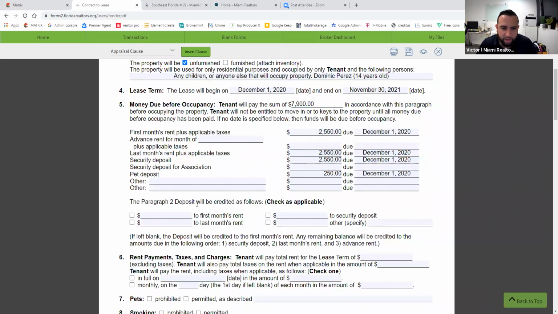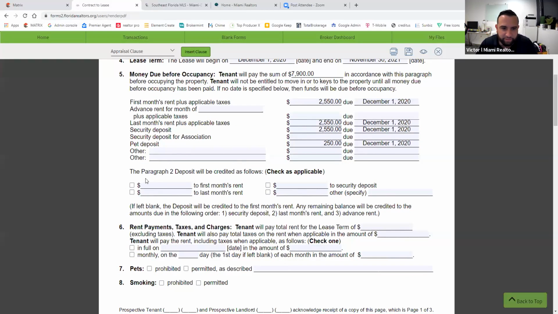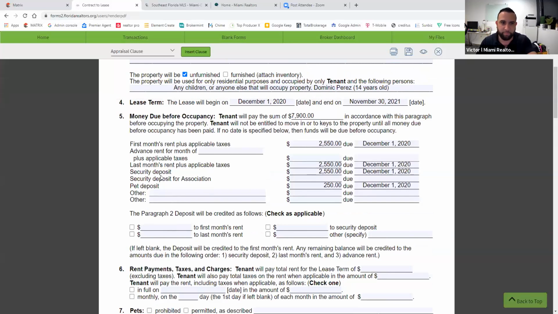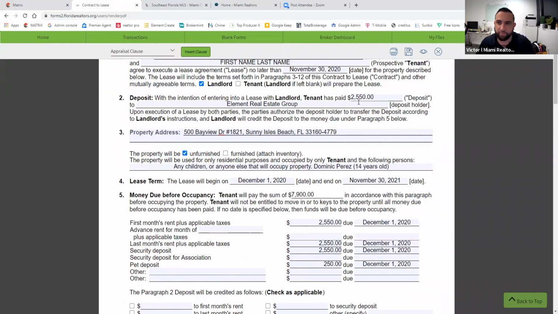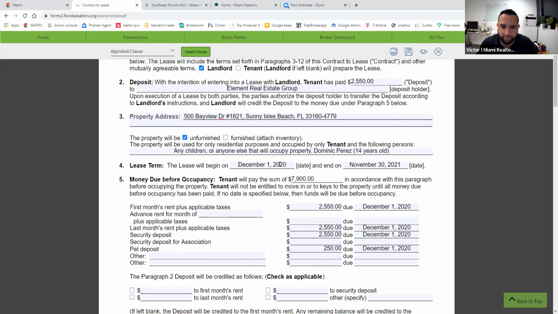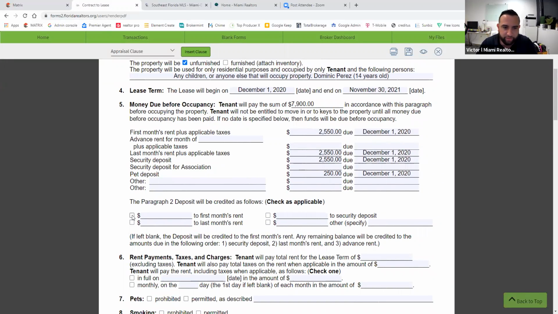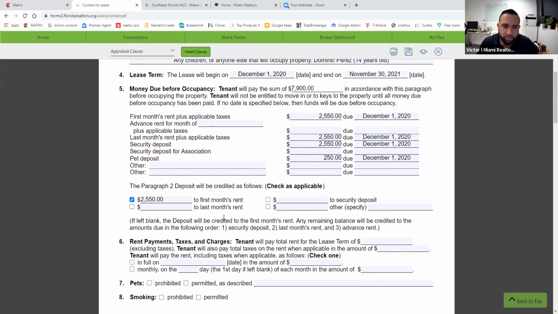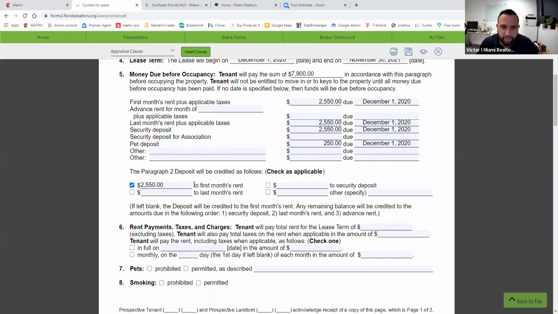All right. Finally, on number 5, it says here the paragraph 2 deposit will be credited as follows. So it's saying paragraph 2, we mentioned the deposit. How is that going to be credited? So you always want to put that it's going to be credited. You want to check this box and it's going to be credited $2,550 towards the first month's rent. In reality, that deposit is usually going to be paid for your commission. And usually the first month's rent is used as the commission. So you want to just put here the full rent amount will be credited to the first month's rent. All right.